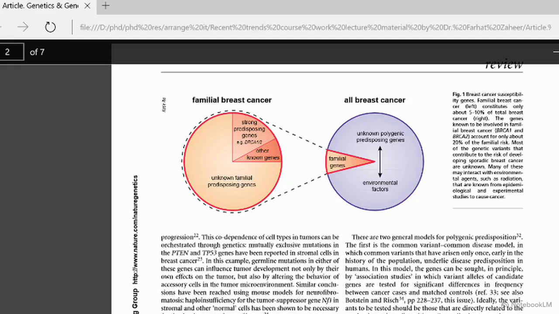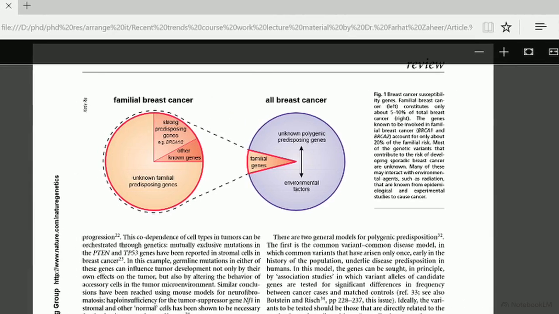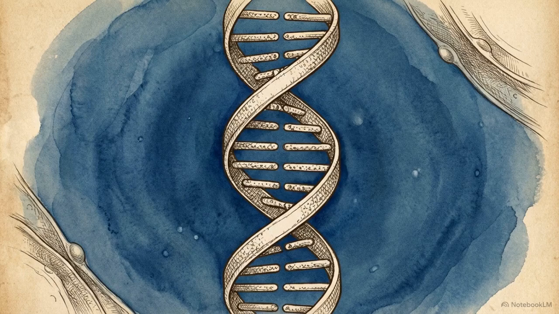This diagram visualizes a statistical paradox. In the left pie chart, known genes make up the small red slice, 20% of familial breast cancer risk. The remaining 80% stems from polygenic predisposition, a vast web of unknown variants interacting with environmental factors. Crucially, these polygenic variants are largely latent.